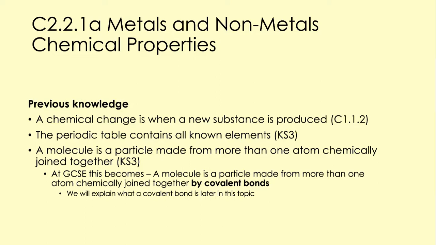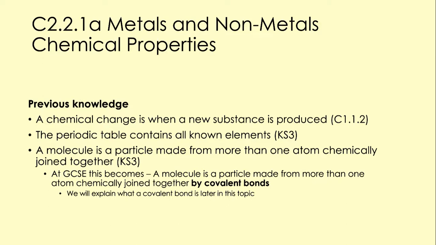So before we start, we need to think about what previous knowledge we need in order to access this lesson. We should have learned in Year 9, when we did unit C1.1, that a chemical change is when a new substance is produced. So we learned about chemical changes being not easily reversed and physical changes being more easily reversed. In Key Stage 3, so in Year 7 and 8, we learned that the periodic table contains all known elements. And we also learned at Key Stage 3 that a molecule is a particle made from more than one atom which is chemically joined together.